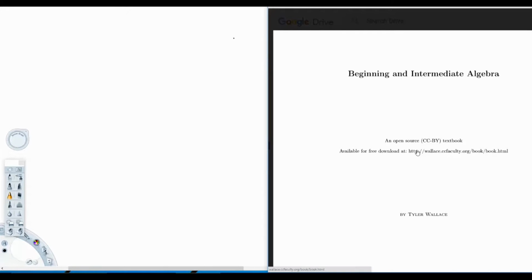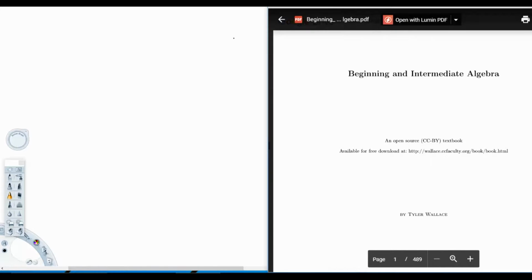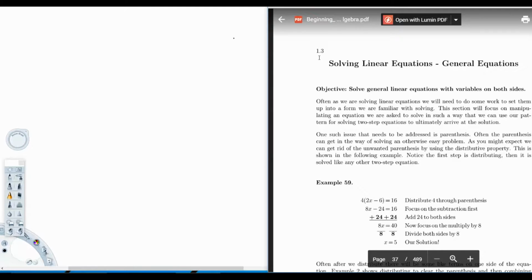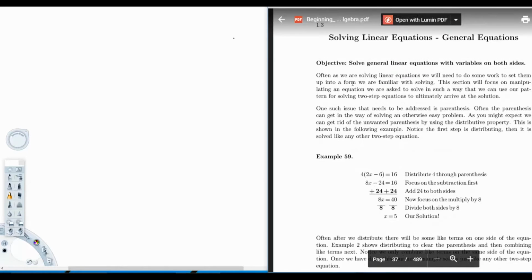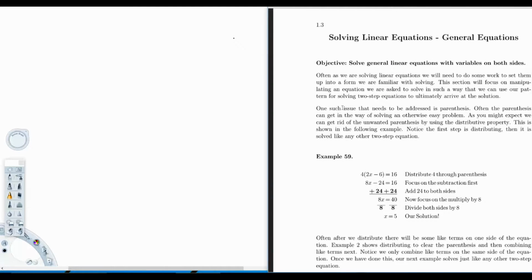So I click on this and I will get to here. Section 1.3, solving linear equations. And once again, I'm just going to go over the examples they give, and then I'll do all the problems. So, it says objective, solve linear equations with variables on both sides.